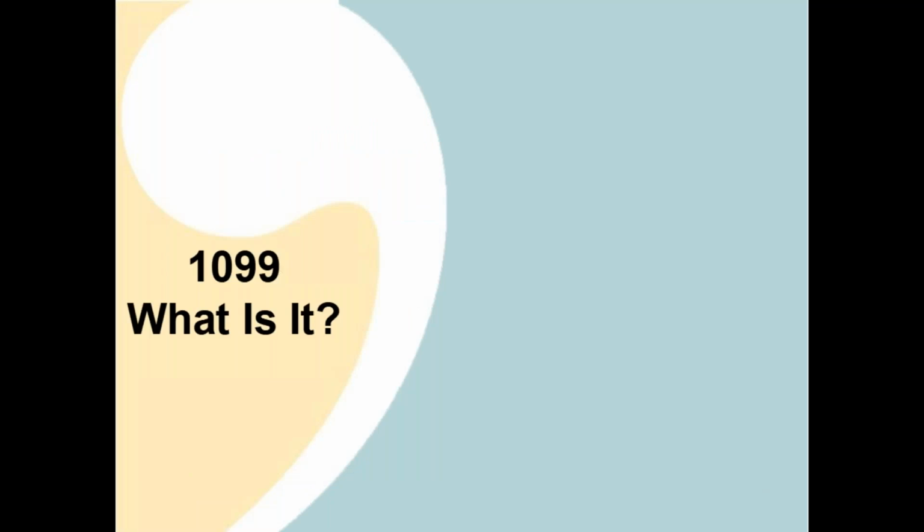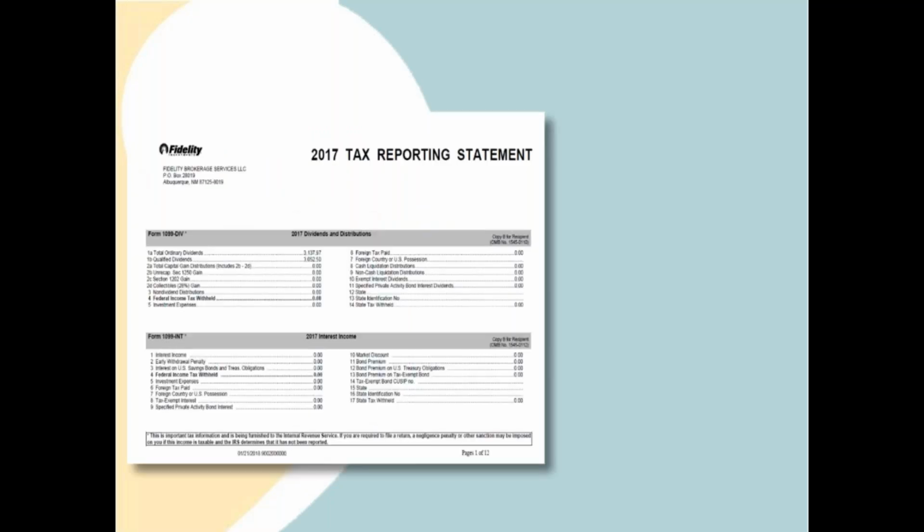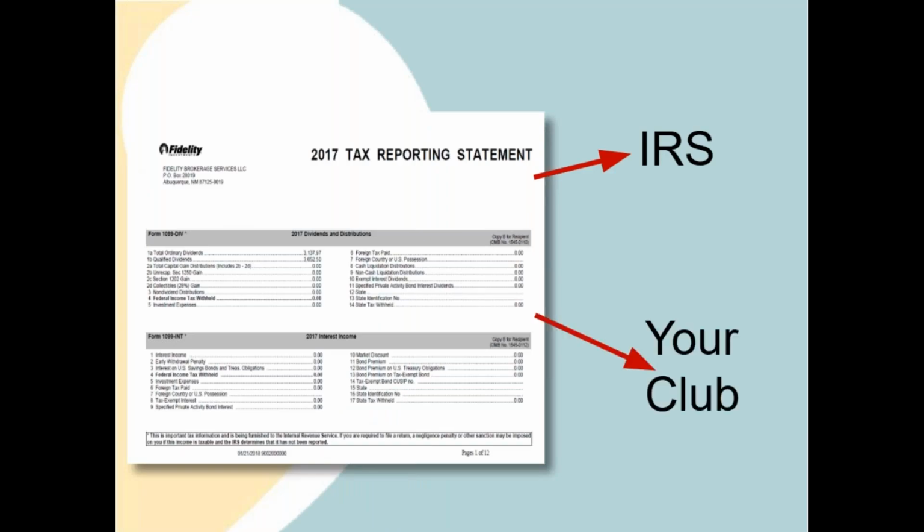Before we get into the specifics of doing this step, let's review what a 1099 is. A 1099 is a form that your financial institution sends to the IRS telling them how much taxable income you have made during the year. They also send a copy to your club. You should get a 1099 for each broker that your club had during 2024.